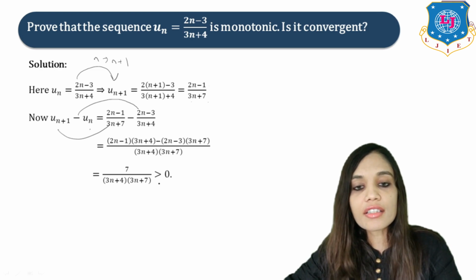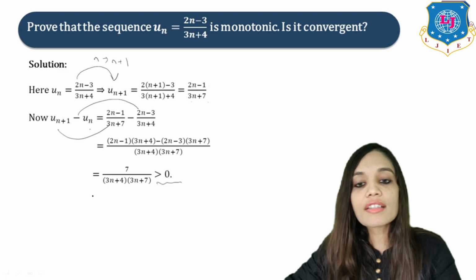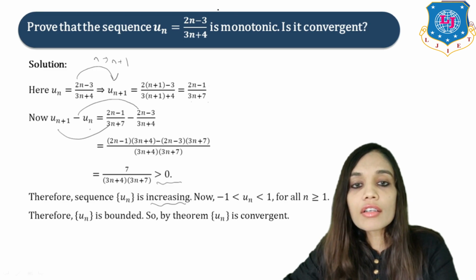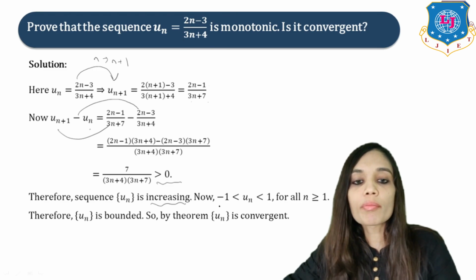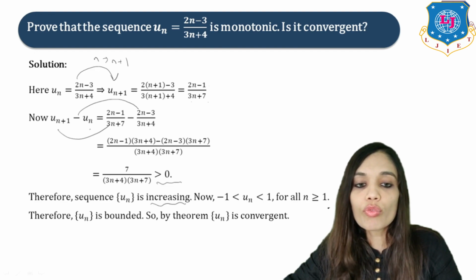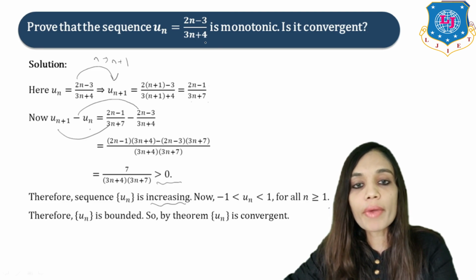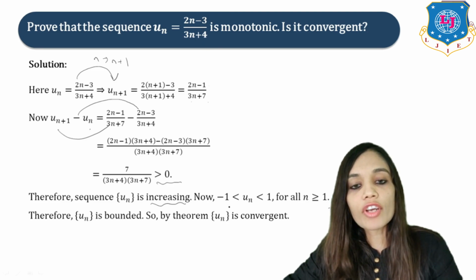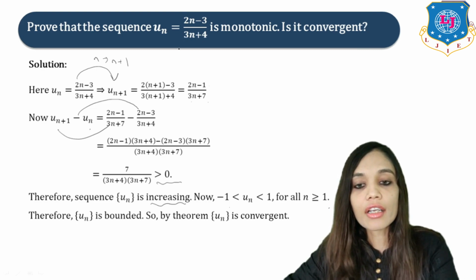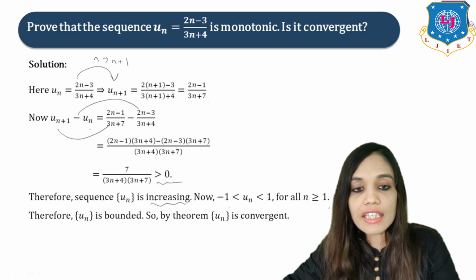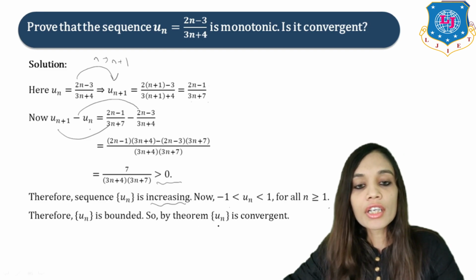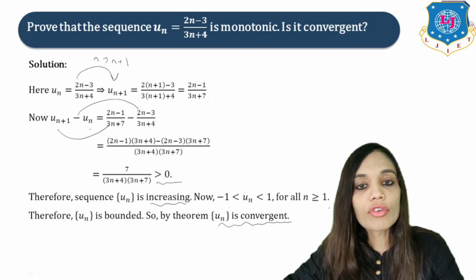You can see that it is greater than 0. So we can say that the given sequence is increasing, and of course the sequence will be bounded by only two numbers, that is minus 1 and 1 for all n greater than or equal to 1, because the given sequence will have maximum value as 1 and the minimum value as minus 1. This you can check by putting various values of n. Therefore, the given sequence is increasing and even it is bounded. So we can directly say by the theorem that sequence un is convergent.